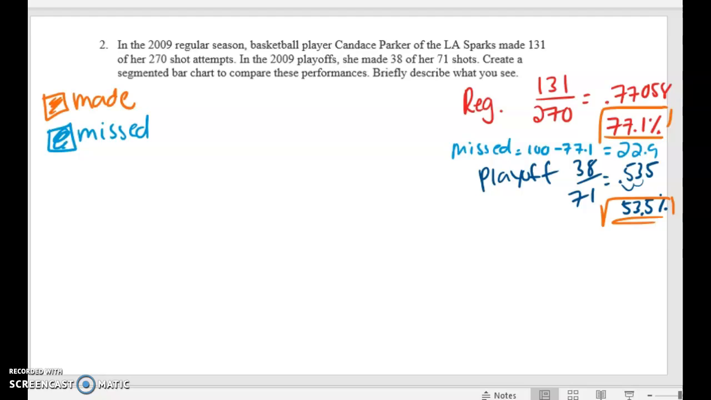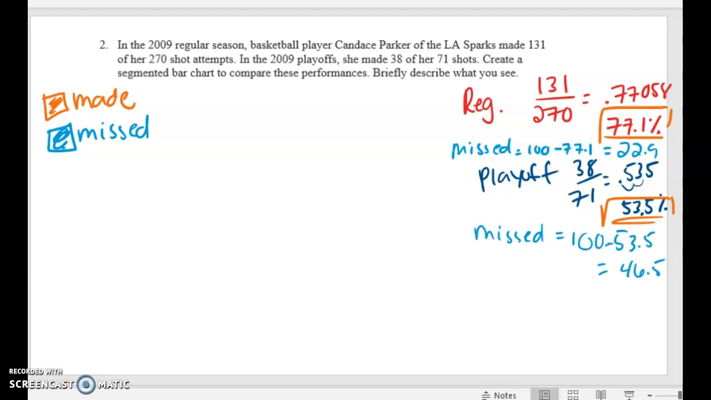And I don't think for a segmented bar graph you really have to do that, because you're going just up to 100 on your bar graph. But just for us to know what those values are, we are going to calculate it so we have a better understanding. And you can describe your graphs a little bit better by doing this as well. So 100 minus 53.5 gives me 46.5.